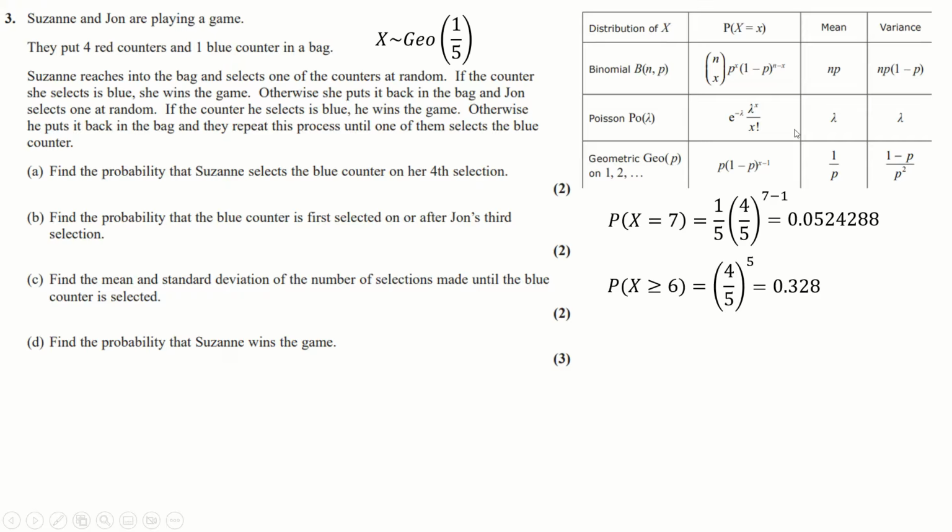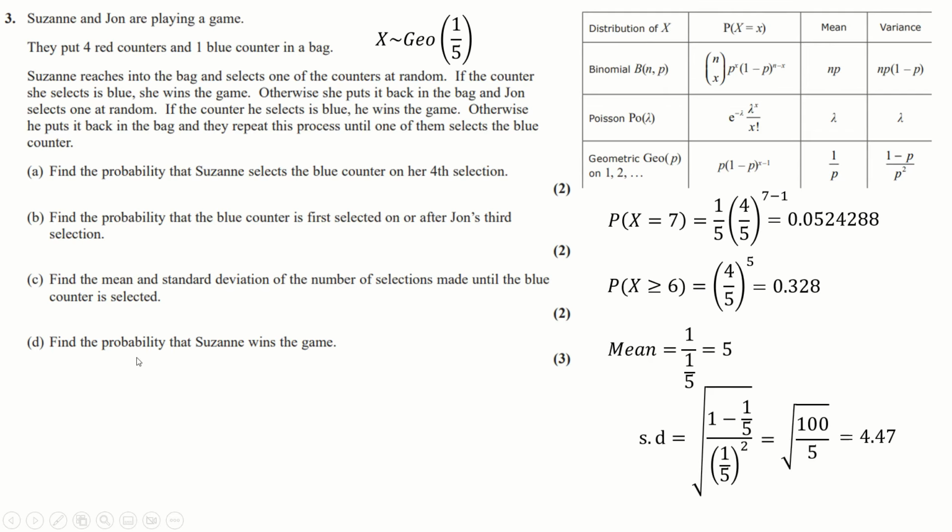Find the mean and standard deviation. Thankfully, those are right here. The standard deviation is the square root of the variance, so we just pop in 1 over p for the mean, which is very easy. And then the variance, we just square root this, and we put p in, and we get some answer as well of this.